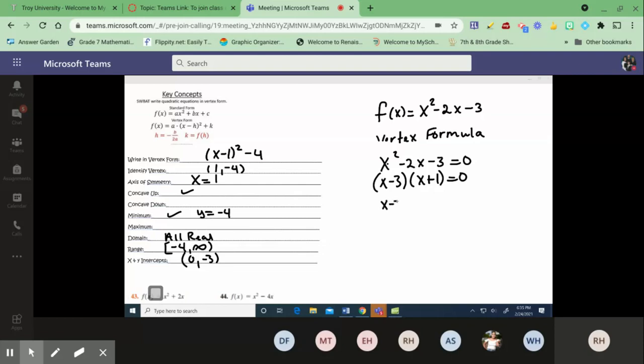X minus 3 equals 0, so x equals 3. X plus 1 equals 0, so x equals -1. So I have 3, 0, and -1, 0. Not too bad.